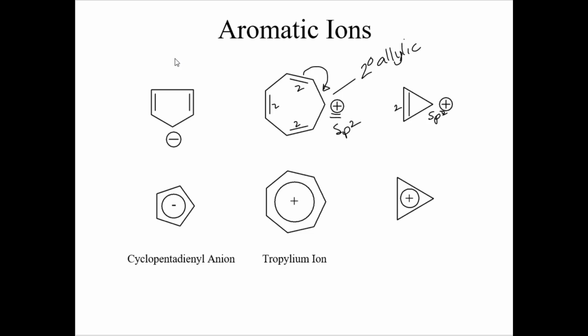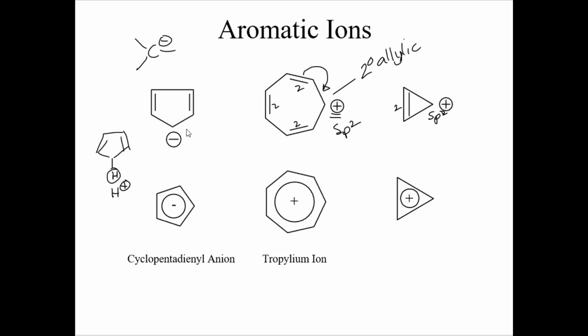Now this carbanion is a cyclopentadienyl anion. What I did here was I took a cyclopentadiene and I lost an H plus to form this anion. Now we haven't talked about carbanions, right? We haven't talked about a carbanion with a negative charge, because carbanions are funny.